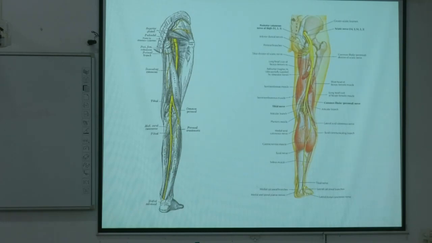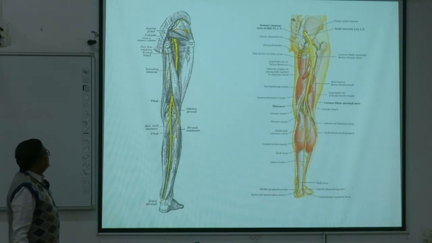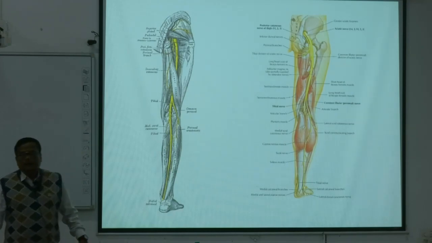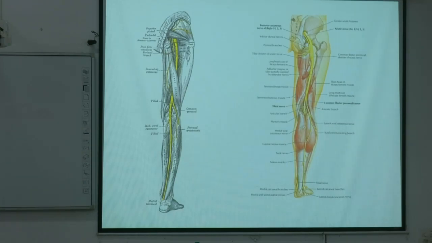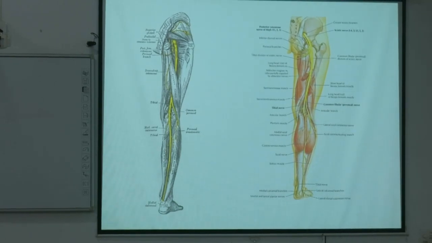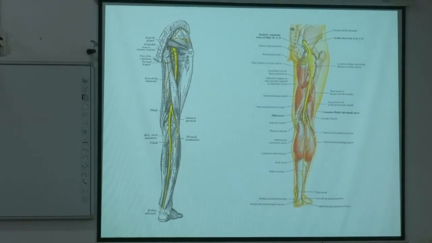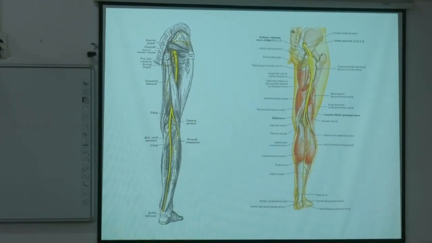Now, the sciatic nerve. The sciatic nerve, after formation from the sacral plexus, comes out from the inside of the pelvis to the gluteal region. এইখানে বেরিয়ে আসছে। Through what? Through where? Greater sciatic foramen.